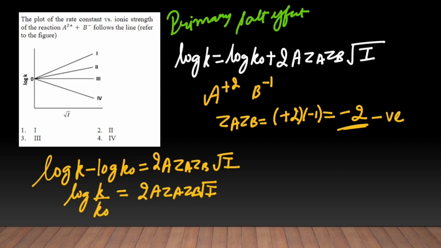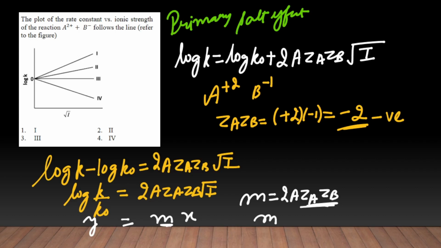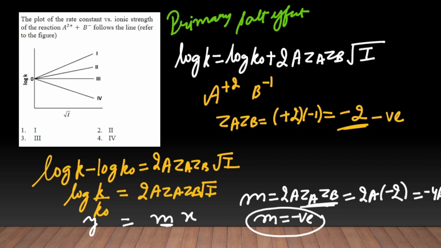Compare it with the straight line equation. This becomes y equals mx, right? The c value is 0 over here. So the slope value that we are getting is 2A times ZA ZB, and this comes out to be negative, which means the slope value here is negative, right? Because we have got minus 2. So overall minus 4A, which means we get a negative slope value.